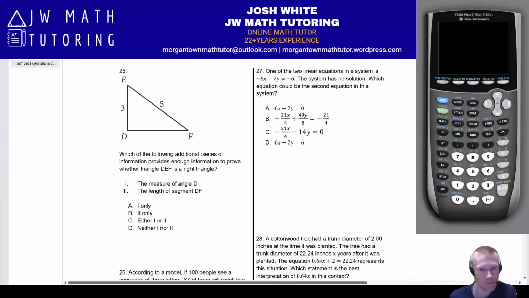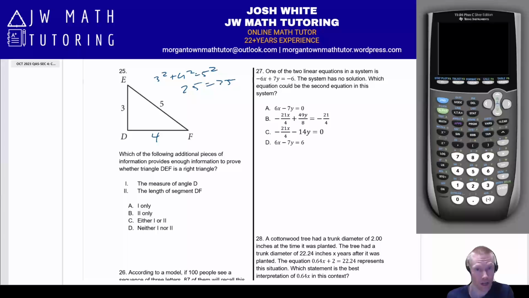So I'm actually going to talk about 2 first, because if you know the length of DF, then you can basically use the Pythagorean theorem, or there are some theorems in geometry which are like the reverse of the Pythagorean theorem. For example, if this was 4, then you check: 3 squared plus 4 squared equals 5 squared. That checks out. You get 25 equals 25. That means it's a right triangle.